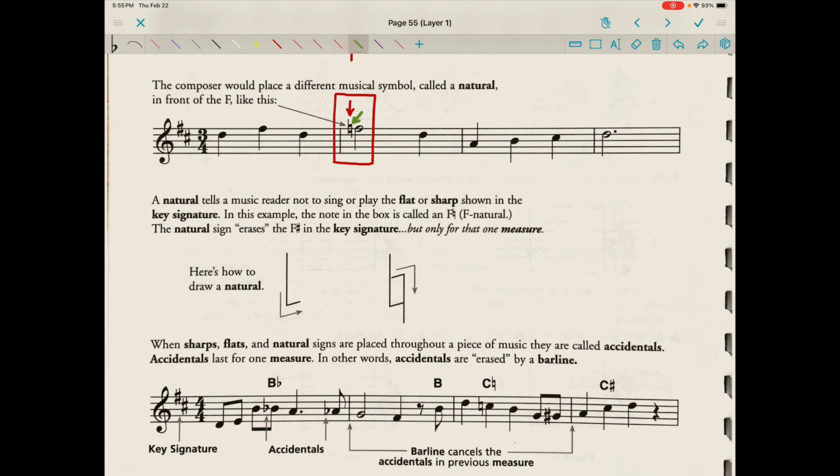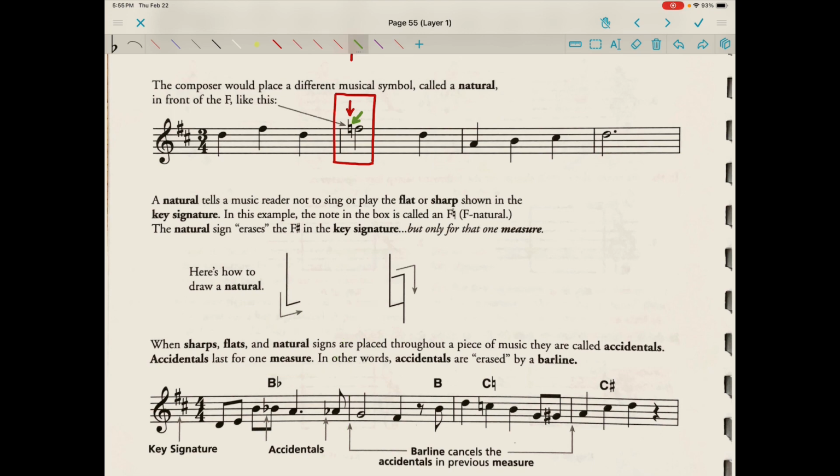Once this flat sign meets a bar line, right here, it is tossed out the window. We don't honor it anymore. As soon as we see a bar line, we're back to just adhering to the key signature unless we see another accidental.